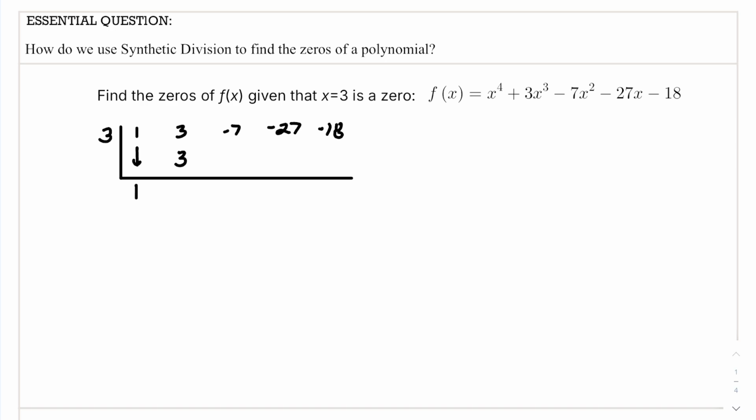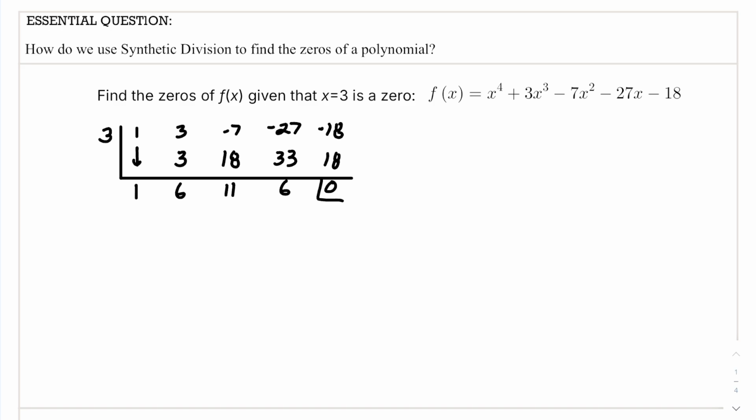Then we add the columns. 3 plus 3 is 6. We multiply. 3 times 6 is 18. Negative 7 plus 18 is 11. 3 times 11 is 33. Negative 27 plus 33 is 6. And then 3 times 6 is 18. If we have a zero, remember our remainder should be 0.